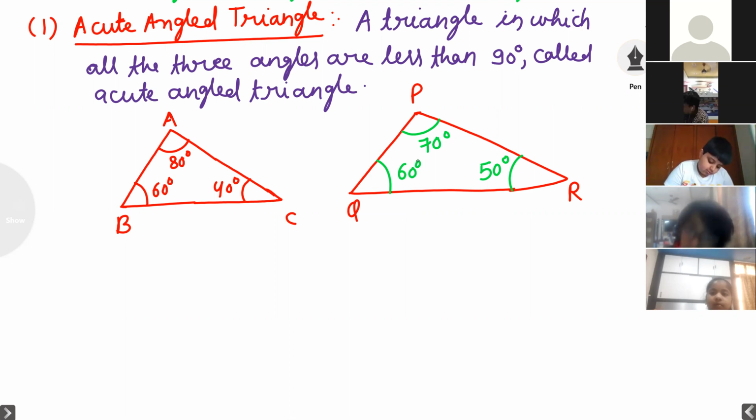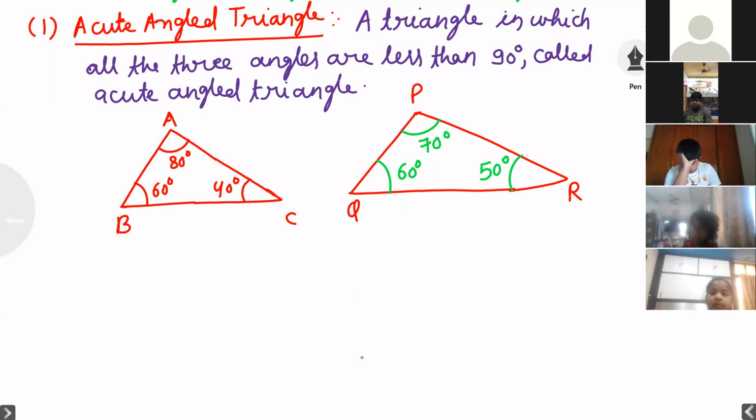Students, one thing you are observing here: whatever angles they have given, if we add them, the answer is coming exactly 180°. 80 plus 60 plus 40, 180. 60 plus 50 plus 70, 180. That is called angle sum property of triangle. The sum of all the three angles of a triangle is 180°.